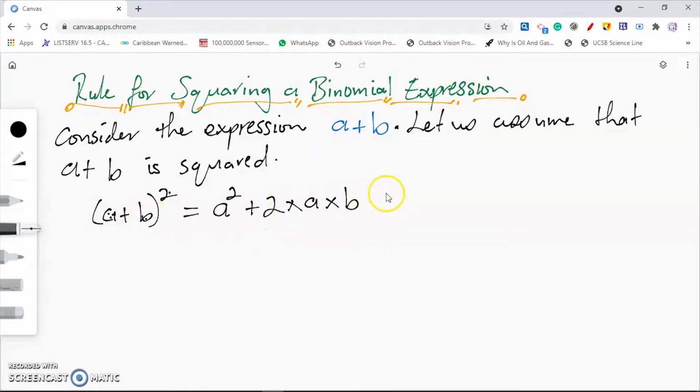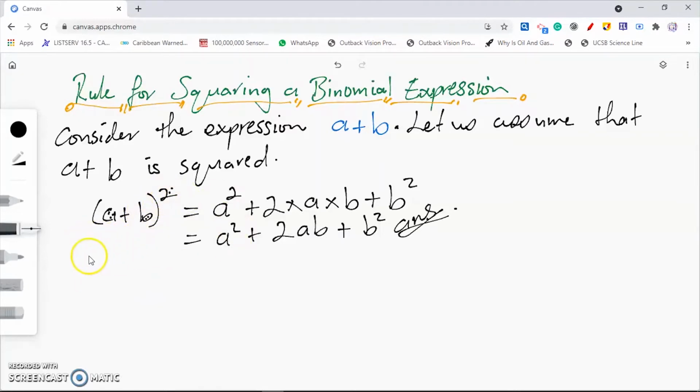And then you're not finished yet. You also have to say plus the second term squared. So we can simplify that to get a squared plus 2 times a times b, which is 2ab, plus b squared. And that would be the answer there. So it's the first term squared plus 2 times the first term times the second term plus the second term squared.